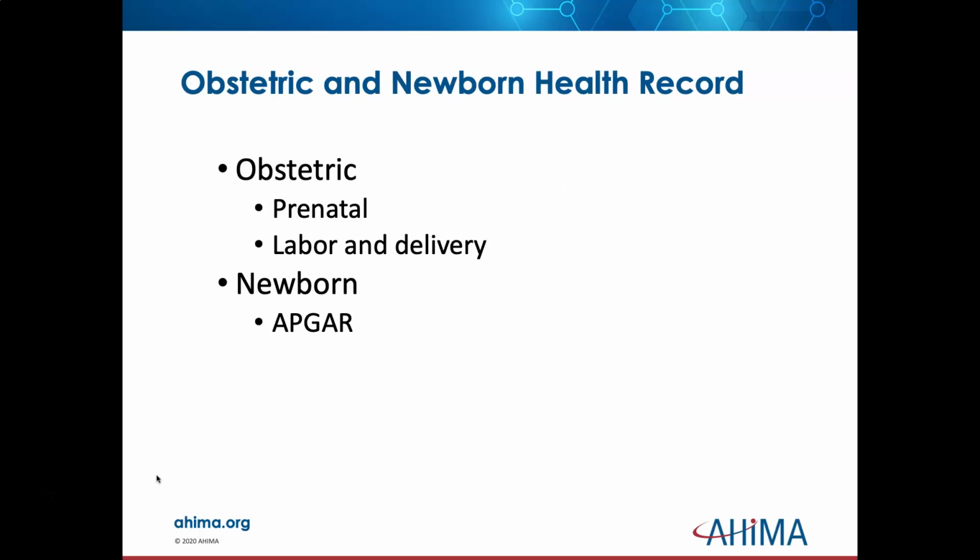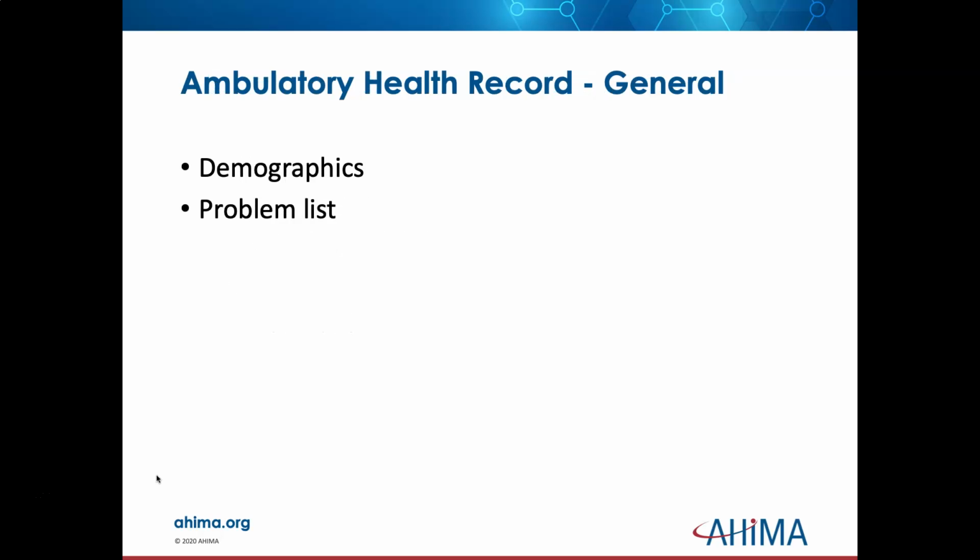So like with obstetric records, they typically have prenatal records, the labor and delivery records, and then with a newborn, they definitely have an APGAR form. And then ambulatory health records, they have demographics and they have a problem list. And usually I think it's within 3 visits you have to have the problem list.